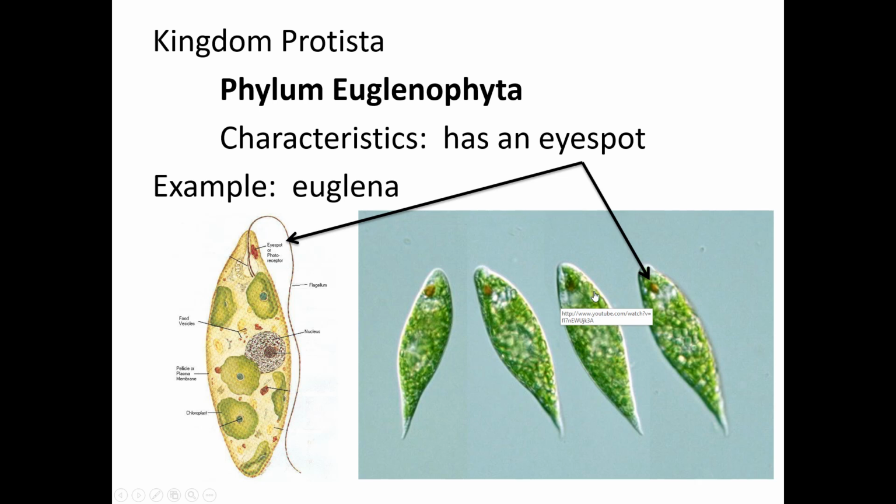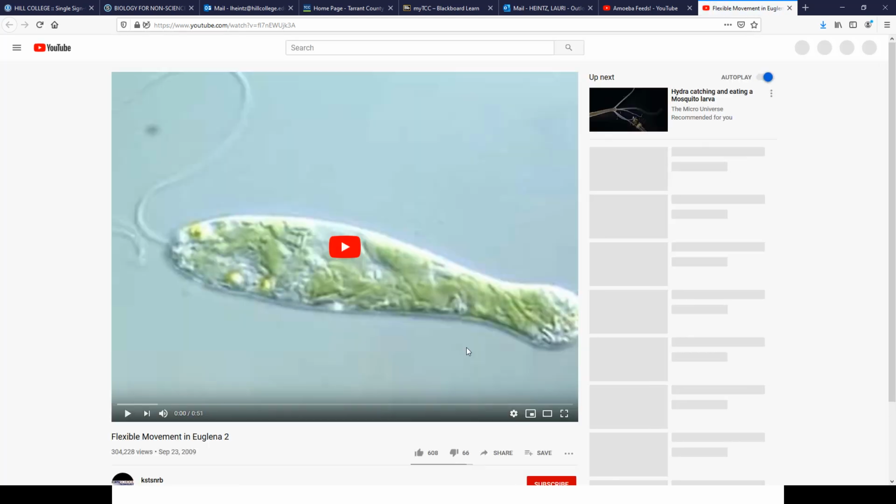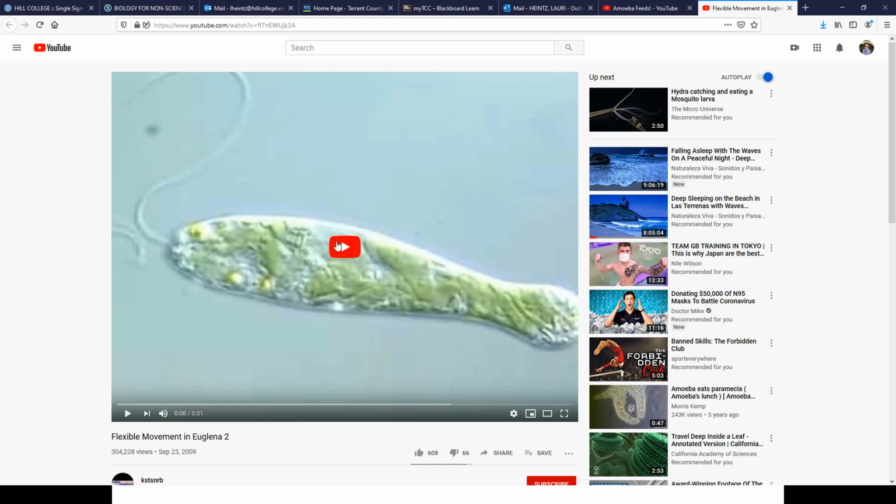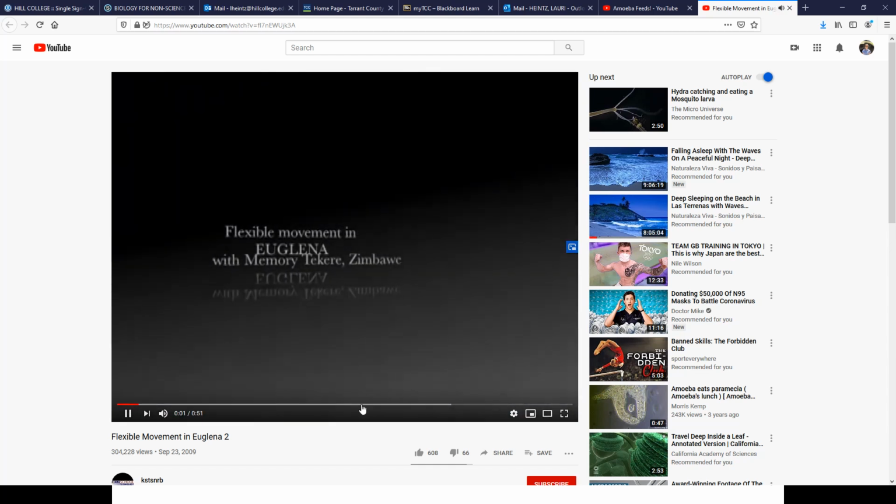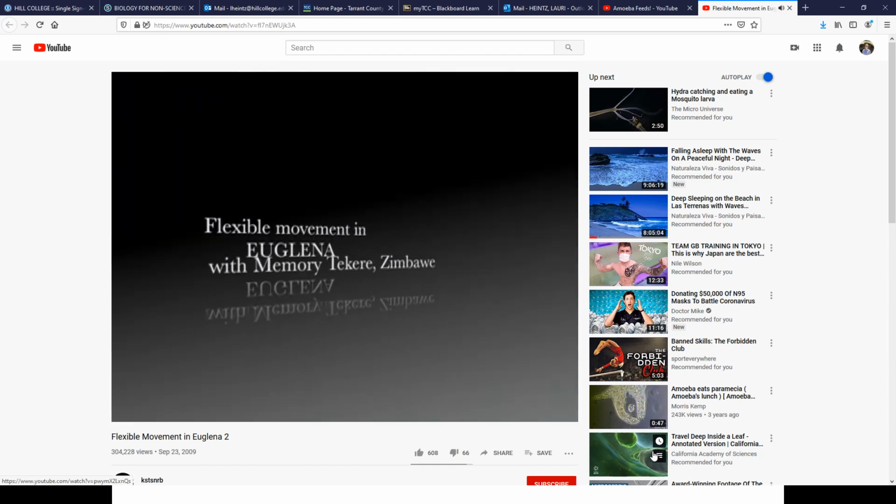Let's see, next up we have Euglena is in the Euglenophyta phylum. These guys have a little eyespot that you can see up over here. This is the one, and I'll show you another video of it here, that can do that contractile motion thing and kind of ooze wherever it's going. And it does also have flagella off one side.